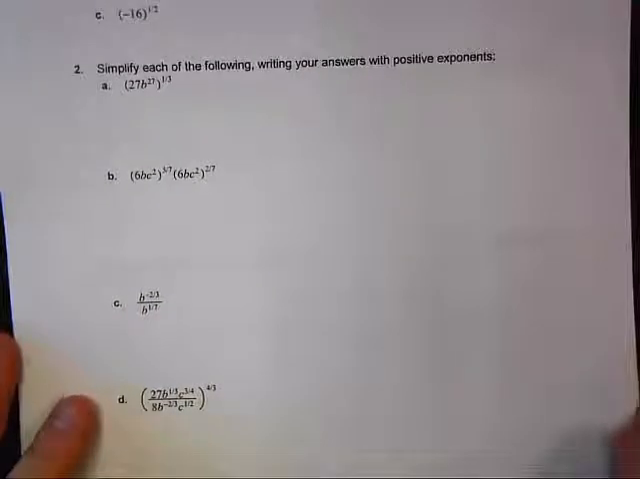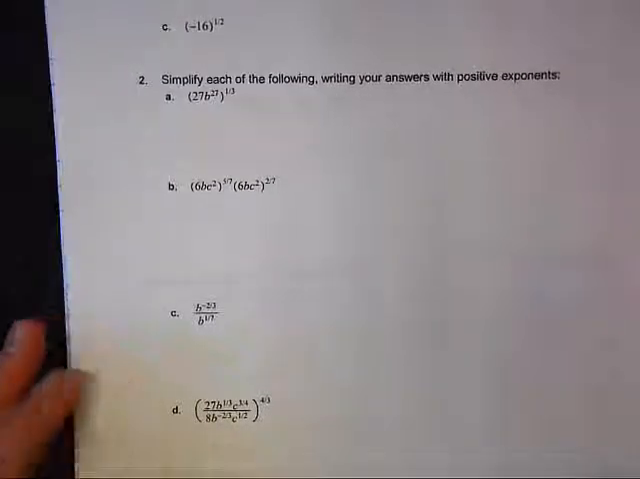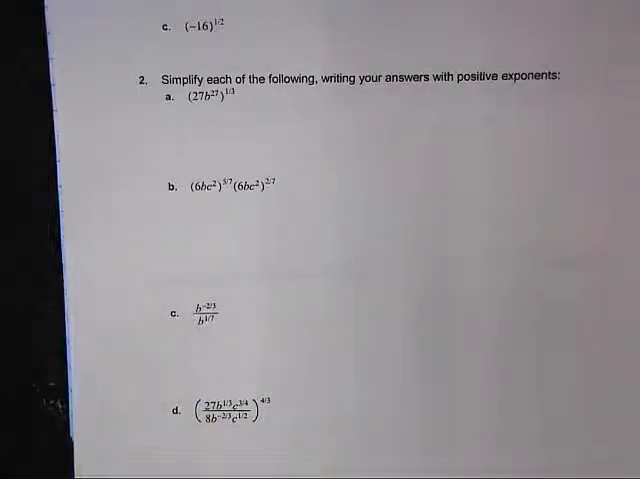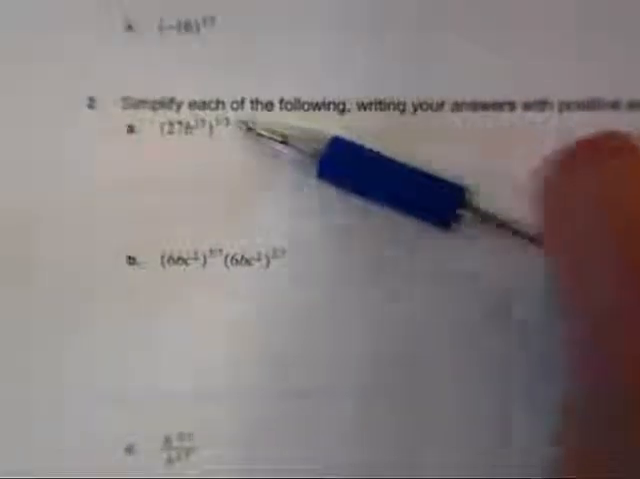Alright, so I'm going to skip down here to number 2. Number 2 says, take 27b to the 27 and raise it all to the 1/3. Alright, so how would I take 27b to the 27 and raise the whole thing to the 1/3? Distribute, right? I have more than one thing inside my parentheses and an exponent on the outside, so I distribute.